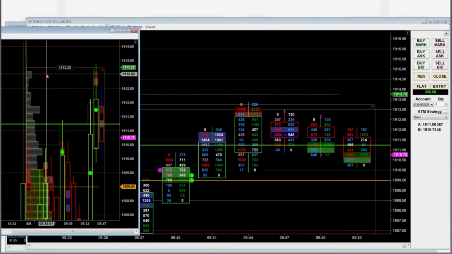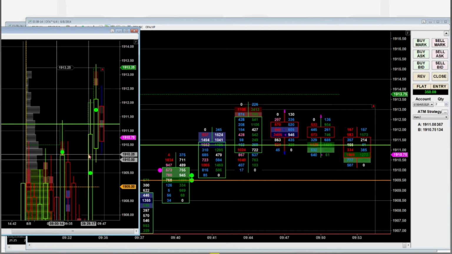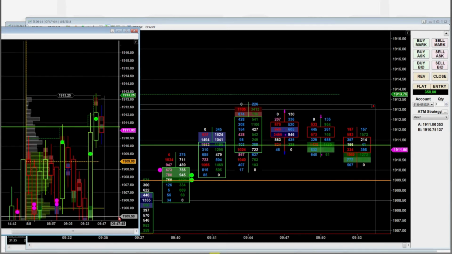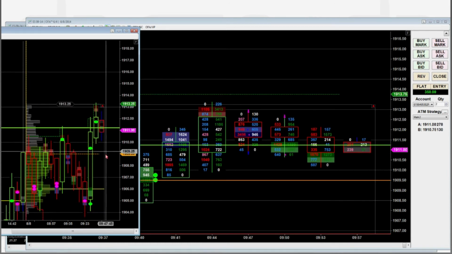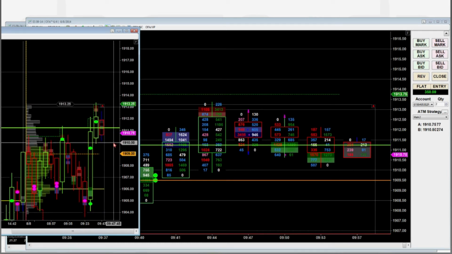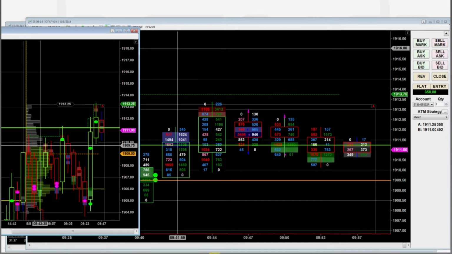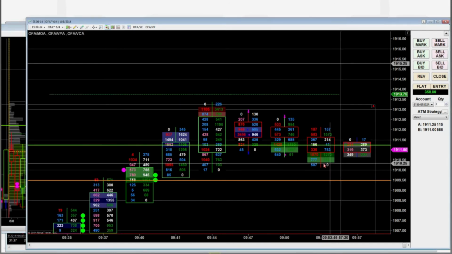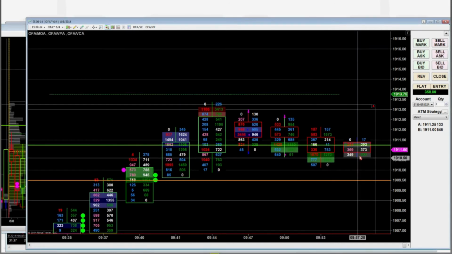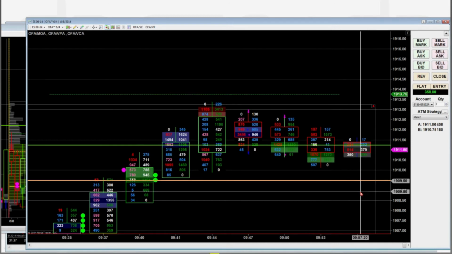So now I'm looking at the profile again. I got what I wanted in terms of the profile shape, and now I'm looking for a level to kind of lean on over here. And maybe this 1910, 1909.75. I don't have the ending that I want yet.